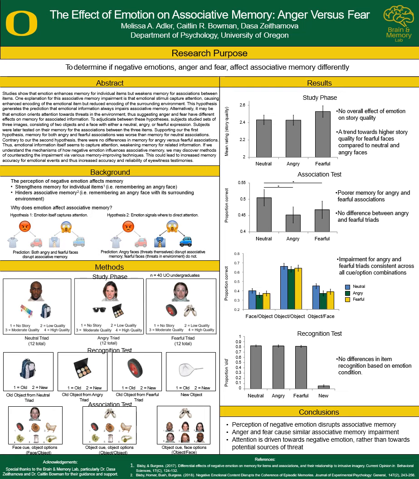For our main effect graph, we calculated the mean proportion correct to assess associative test performance for each emotion condition. We found a significant effect of emotion, as subjects were better at remembering neutral triads compared to both angry and fearful triads. And although the accuracy for fearful triads was numerically higher than for angry triads, this difference was not significant.